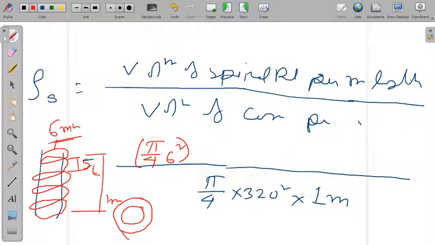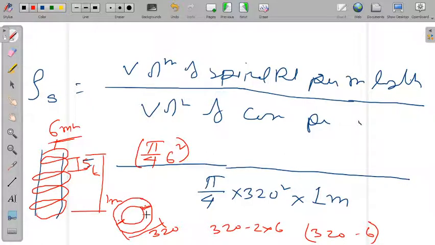So this circle's outside diameter is how much? 320, and the width of this bar, its diameter, is 6 mm. So what is the inside diameter? Inside diameter is 320 minus 2 into 6. So if I take the center point here, what is the average diameter of this? Average diameter will be 320 minus 6. Right? So the average diameter of the spiral is basically 320 minus 6.